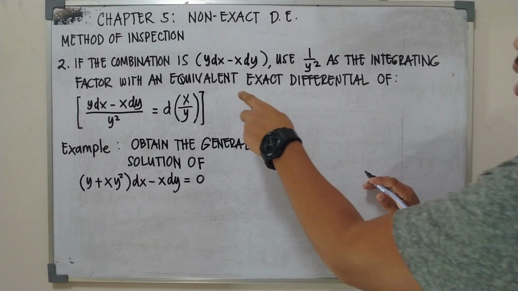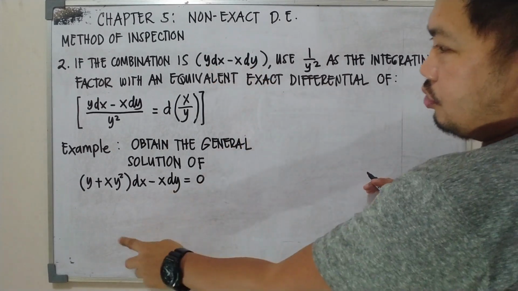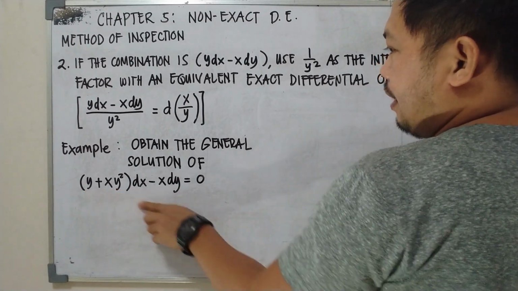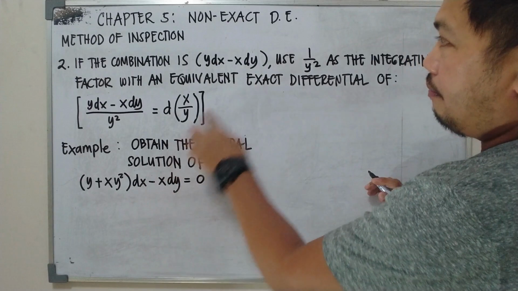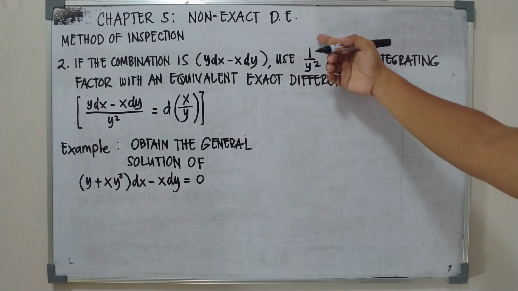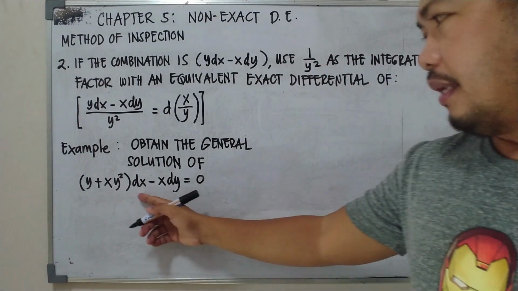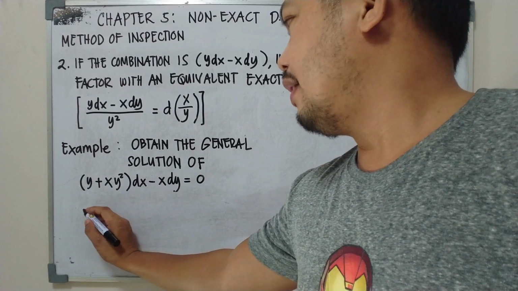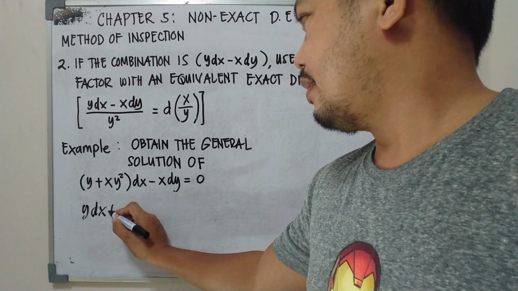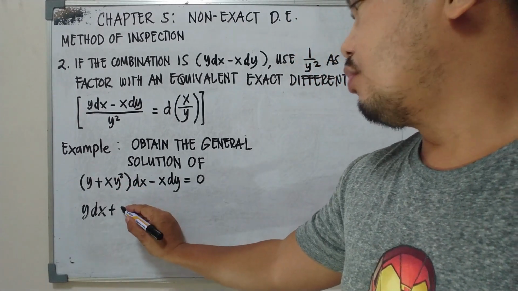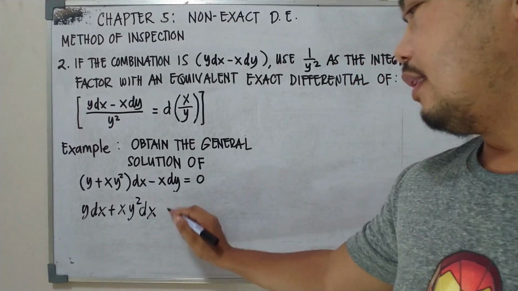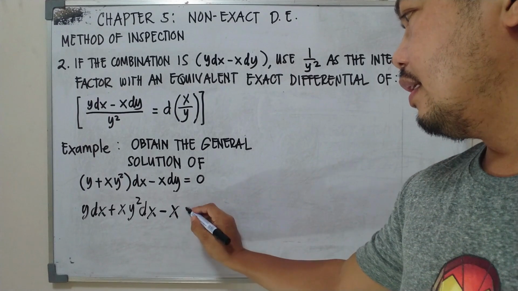Check natin kung makakakuha tayo ng combination na to. So, y dx, so if I'm going to multiply dx dito sa loob ng parentheses, I will get y dx here. Then, subtracted by x dy, which is this one. So, magagamit natin itong integrating factor na 1 over y squared. So, multiply na natin. So, dx multiplied by y is equals to y dx, and dx multiplied by x over y squared is equals to x over y squared dx. Then, copy yung last term natin, x dy.